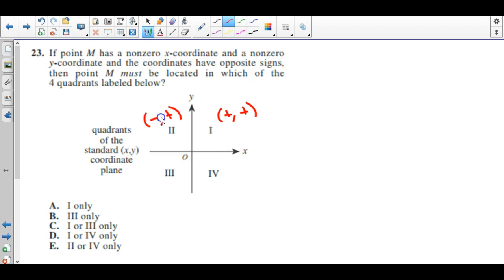In quadrant 2 you have a negative x and a positive y. Quadrant 3, both of your x and y are negative. And in quadrant 4 you have a positive x and a negative y. And it wants to know where we have opposite signs. So again, as long as you know your signs for these quadrants, your answer would be quadrants 2 and 4. And then that is answer E.